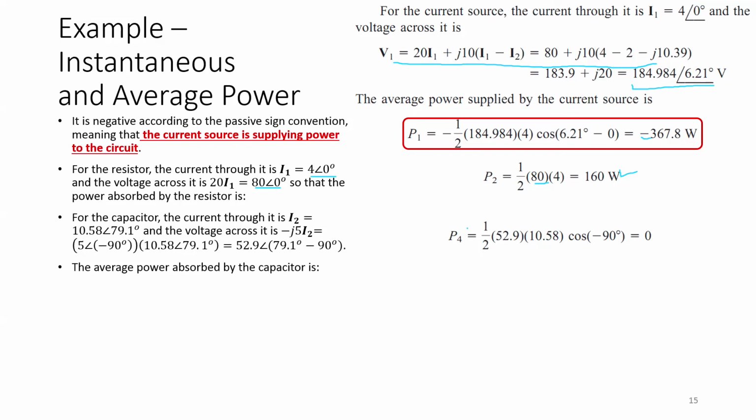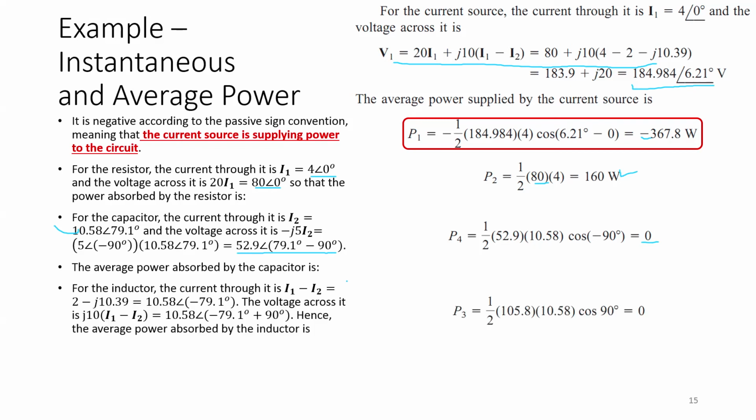For the capacitor, the current through it is I2, which is 10.5 angle 79, and the voltage across it is minus J5 times I2, which will result in 52.9 angle minus 10.9. So when putting the values here, we can see that the average power absorbed by the capacitor is 0. Similarly, for the inductor, we can see that the average power is also 0.